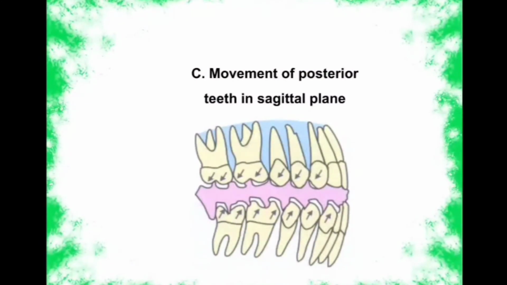The teeth in the buccal segment can be moved mesially and distally to help in treating class 2 and class 3 malocclusion. In class 2 malocclusion, the maxillary molars are allowed to move distally while the mandibular molars are allowed to move mesially by loading the maxillary mesiolingual surface and mandibular distolingual surface to achieve class 1 relationship.